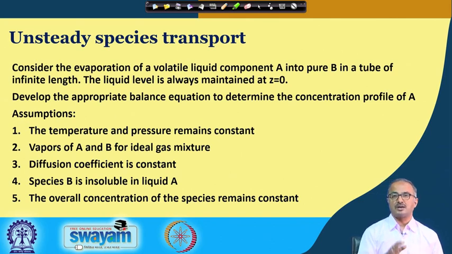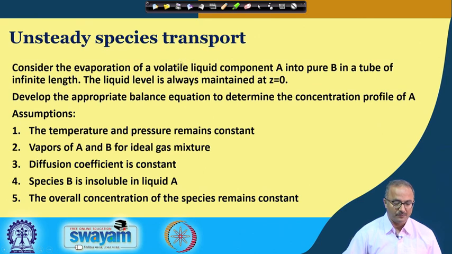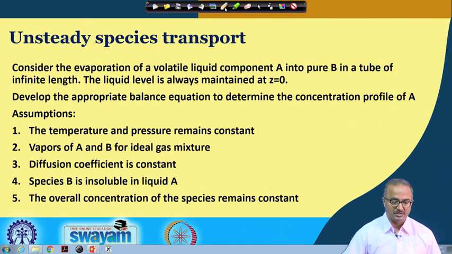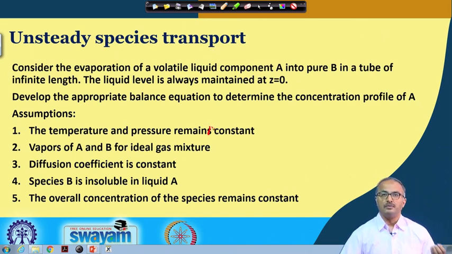So, this is the kind of problem we consider, and we see how to model those kinds of problems. Here we have to develop the appropriate balance equation to determine the concentration profile of the evaporating component A, and the assumptions taken are that temperature and pressure remain constant, and the vapor of A and B form an ideal mixture. It is not a very restrictive assumption, but by assuming an ideal mixture we are just trying to simplify our analysis.